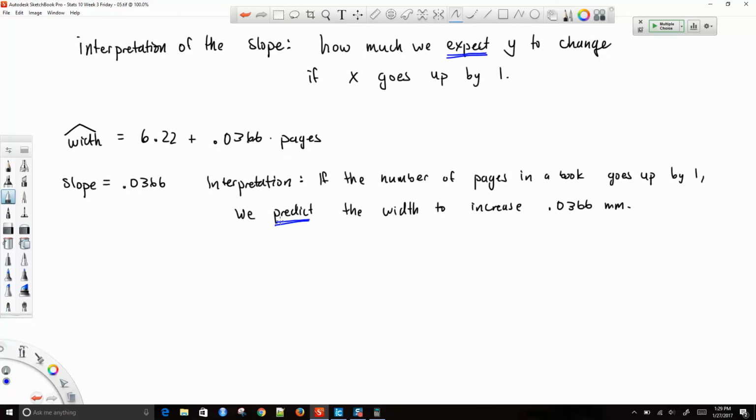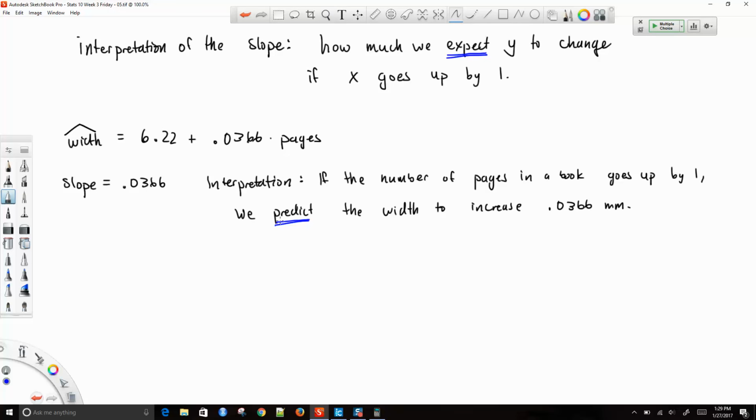In this case, we're counting the number of pages and we're trying to predict the width. Now somebody else could play a different game and say, I'm going to take a ruler and measure how thick the book is, and based on how wide the book is, I'm going to try to predict how many pages are in the book. We could play a reverse game like that. In that case, the width would be the x, and the number of pages, which is what we're predicting, would be the y. So it's all in the way we phrase it.